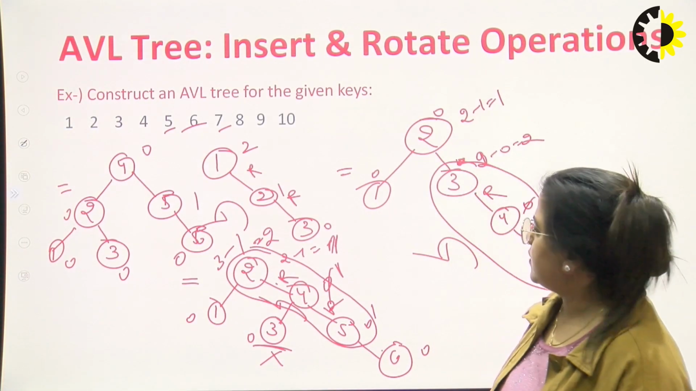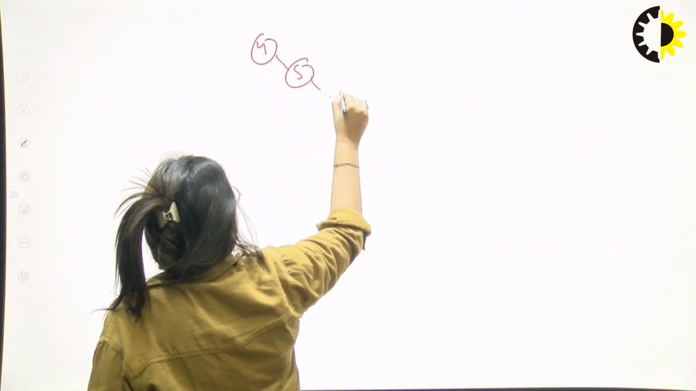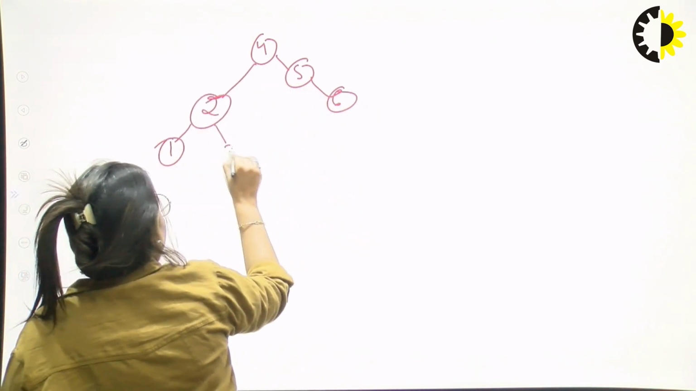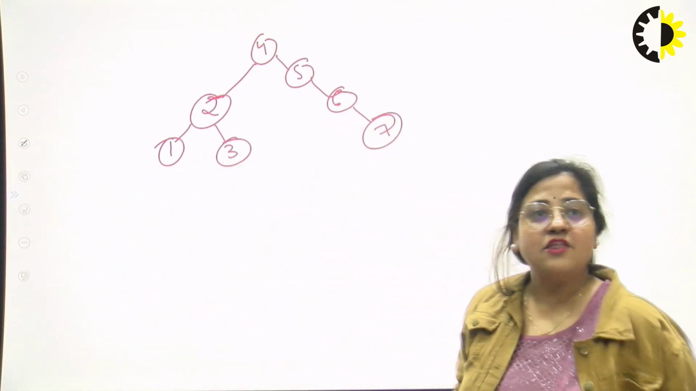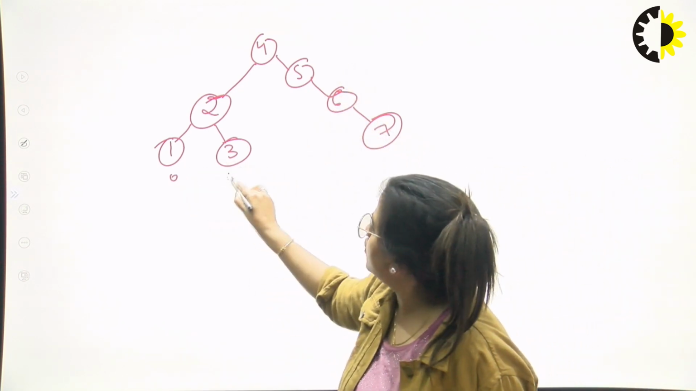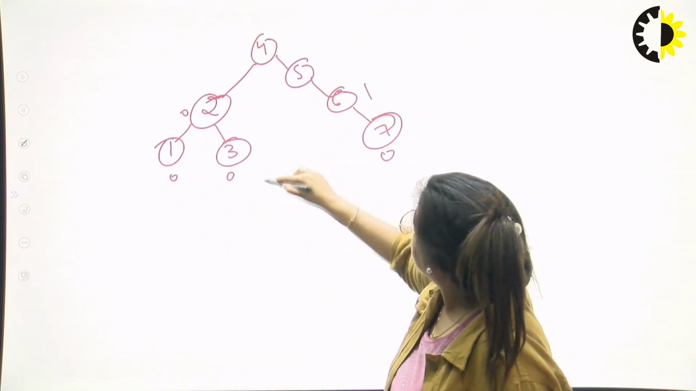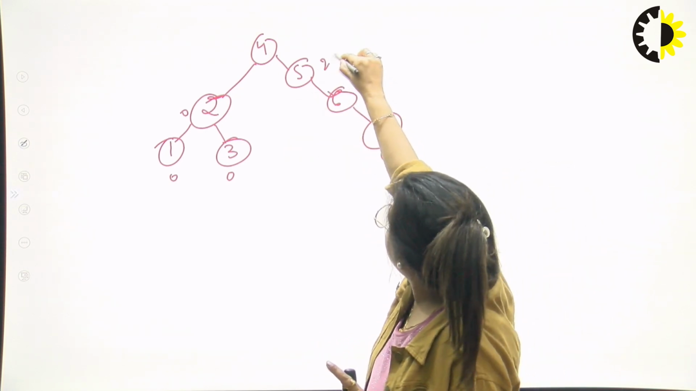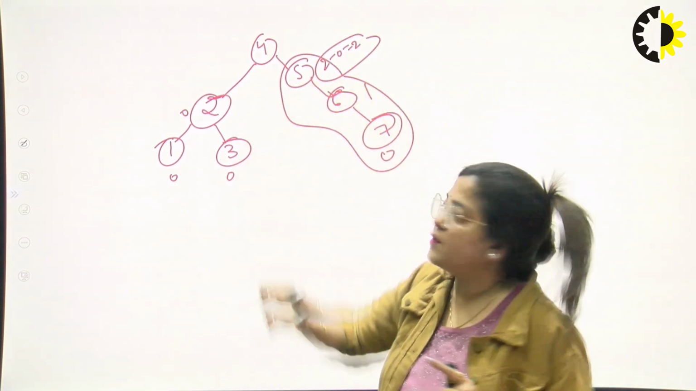So according to this, 4, 5, 6, 2, 1 and 3. Now comes again, use 7 and check balance factor is 0. So check the highest balance factor here: 0, 0, 0. Here again 0, here 1, then there needs to be 0, but here it is 2. So 2 minus 0 equal to 2. So the balance factor differs from here.